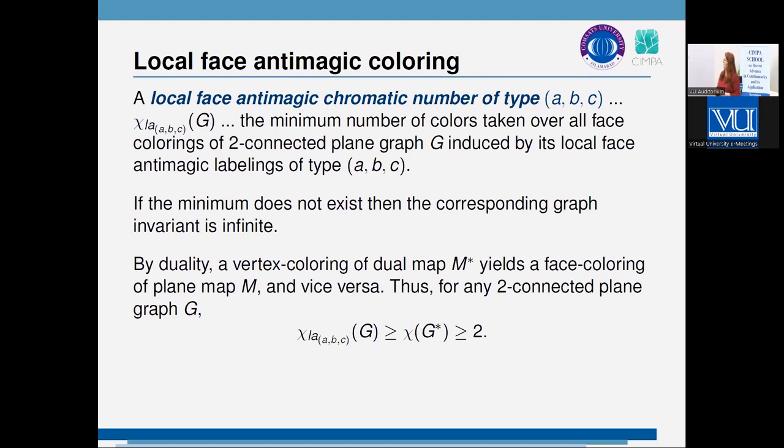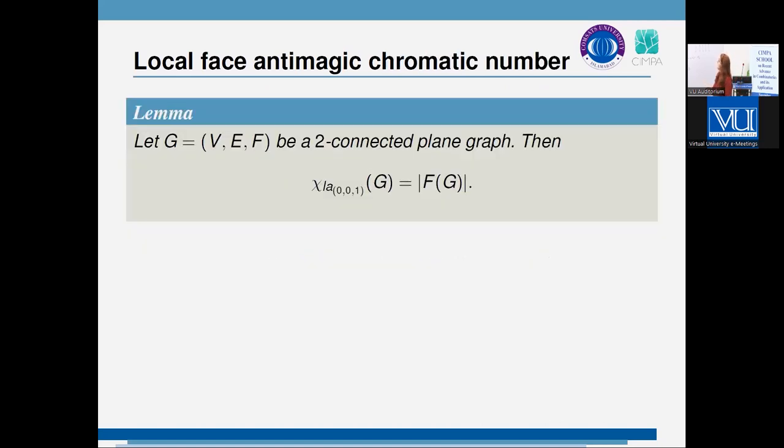So what do we have? Some general bounds for the local antimagic chromatic number of type ABC. The general lower bound for this graph invariant is the chromatic number of the dual graph. So we have this result, and it is at least four. And the trivial upper bound, if the labeling exists, is of course the number of faces.